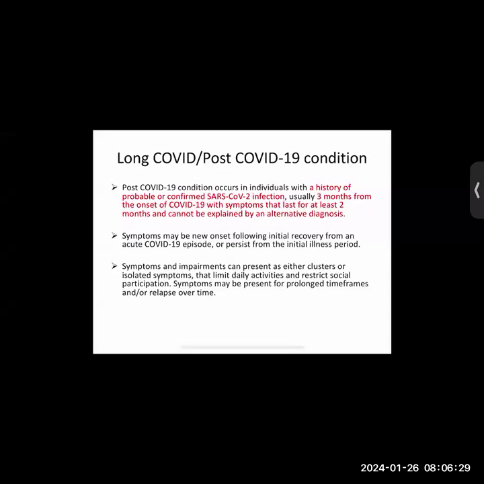So for long COVID, it's said to occur in patients with a history of a probable or confirmed SARS-CoV-2 infection. And this symptom is said to persist for more than 3 months after the onset of COVID-19 infection. And sometimes it could last at least 2 months. And it's said that these symptoms cannot be explained by an alternative diagnosis.